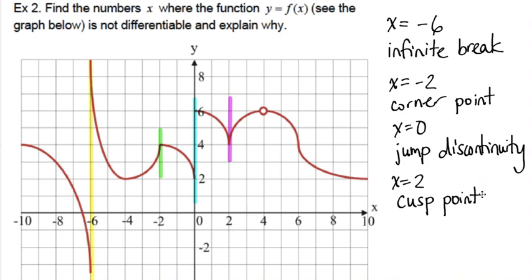And lastly, I know it's hard to see, but we're going to have another non-differentiable point at x equal to 6. Because if I was to draw the tangent line there, it's going to be undefined. The slope of that line will be undefined. And so that's an example of an infinite slope point. So at x equal to 6, we're going to have an infinite slope point.